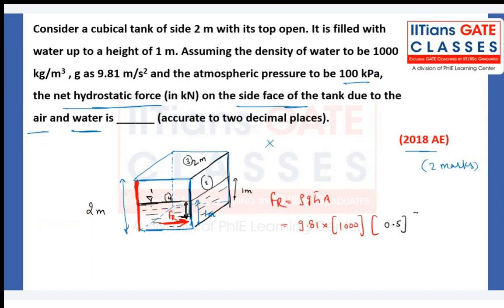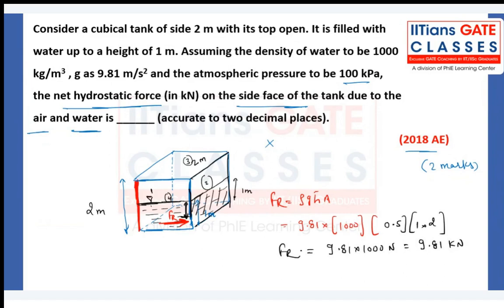Area of the plate which is being subjected to fluid pressure. What is that area? 1 into 2 meter. This is the area which is being subjected to liquid pressure. 1 into 2. So when you calculate, you will be getting 9.81 into 1000 Newton. When you convert to kilonewton, you will be getting 9.81 kilonewton.